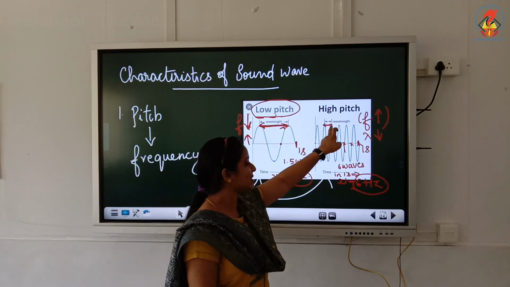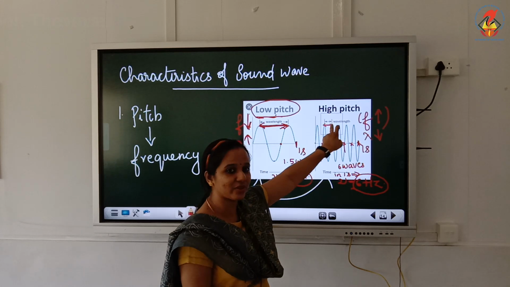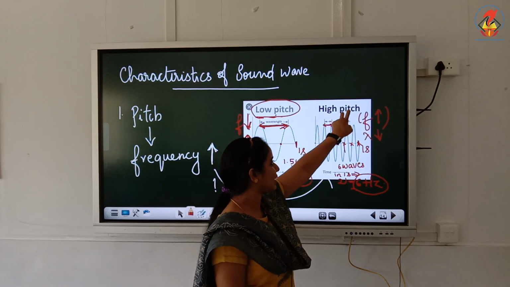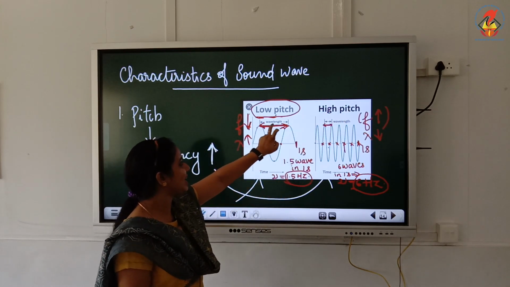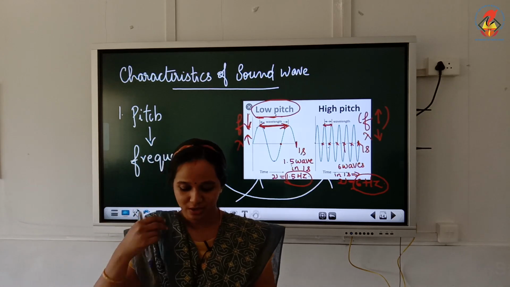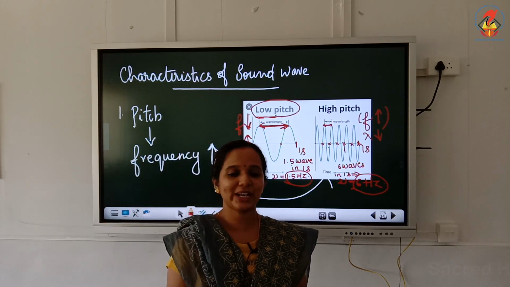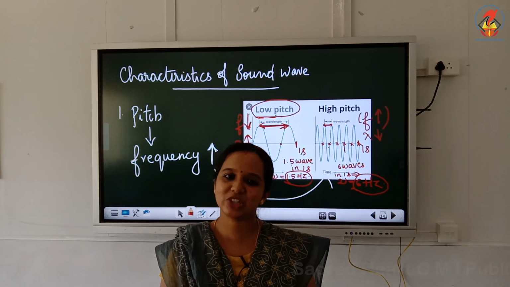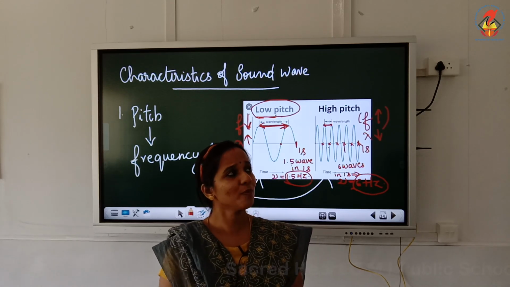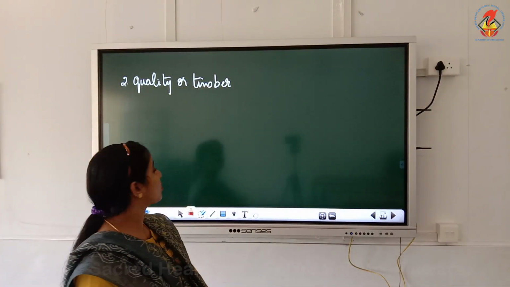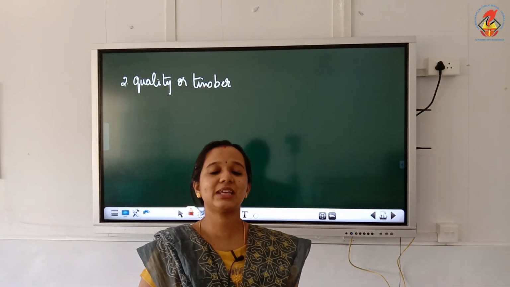If the wave is having a shorter wavelength, then it is a high pitch voice, and if wavelength is more, it is a low pitch voice. These are the points to be remembered while you study the first characteristic of the sound, that is pitch. Now let us move on to the second characteristic, that is quality or timbre.